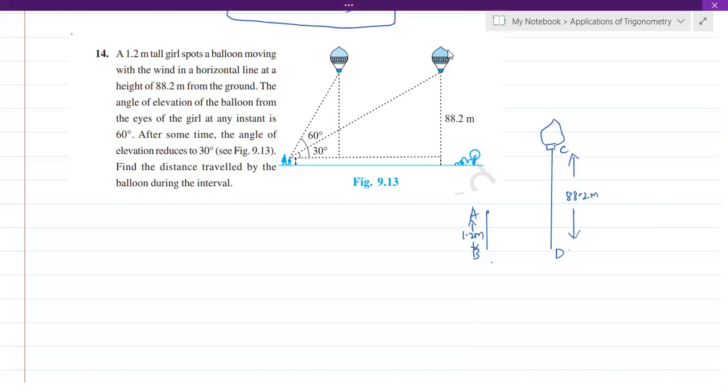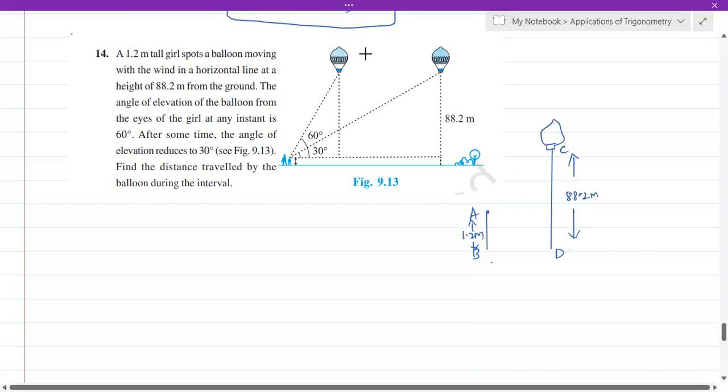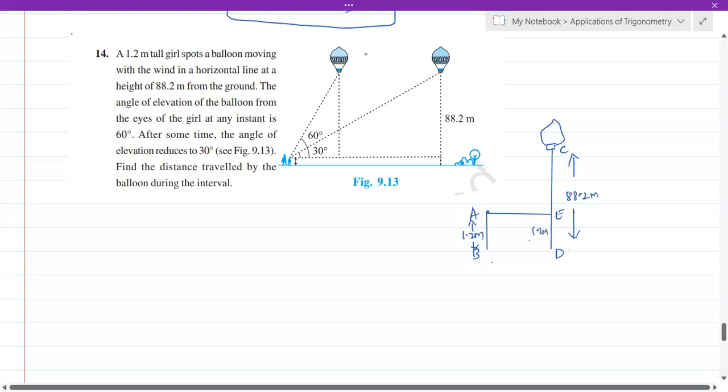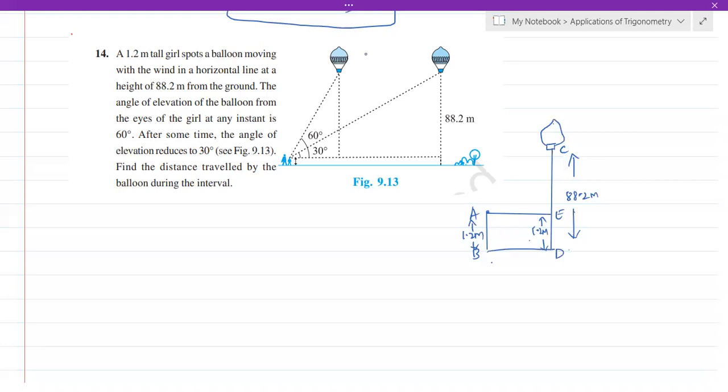Now this balloon is moving horizontally. First, this is the height of the girl, so let's draw the horizontal line of sight. That is, if the girl is not bending or lifting her neck, then the line of sight will be this. Let's take this as E. If AB is 1.2, it is very obvious this will also be 1.2 meters using the rectangle property. So let's join B and D. Now the angle of elevation here is found to be how much? Initially it is found to be 60 degrees.